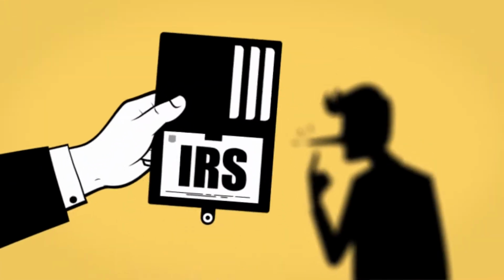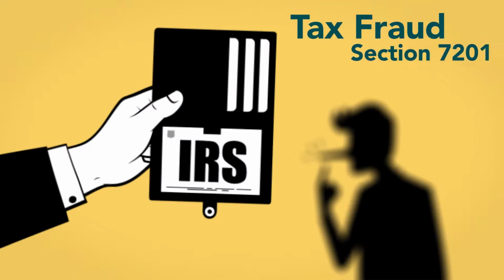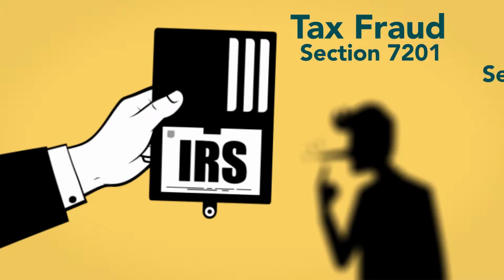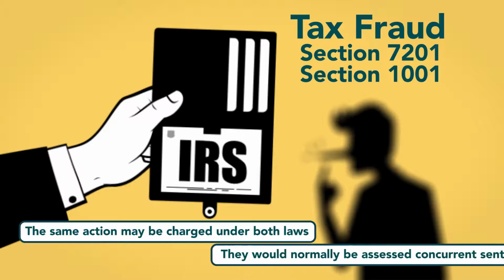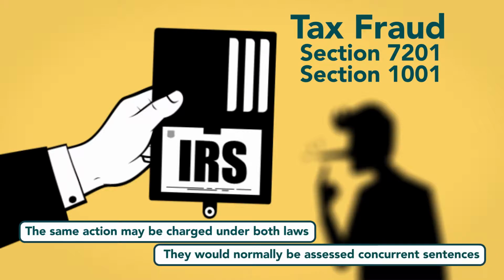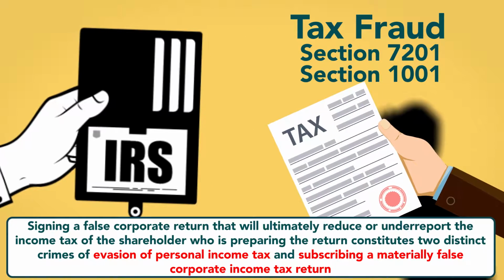Making false statements to the IRS for purposes of concealing unreported income is punishable as tax fraud under Section 7201, and potentially also under Section 1001 of the Criminal Code for making false statements to federal officials. Thus, the same action may be charged under both laws, though they would normally be assessed concurrent sentences, especially when based on the same statements. Signing a false corporate return that will ultimately reduce or underreport the income tax of the shareholder who is preparing the return constitutes two distinct crimes: evasion of personal income tax and subscribing a materially false corporate income tax return.